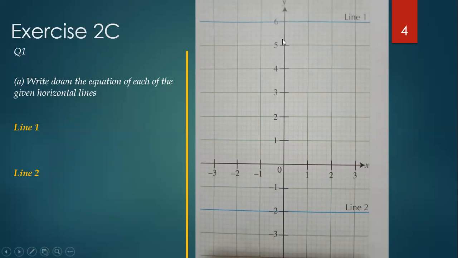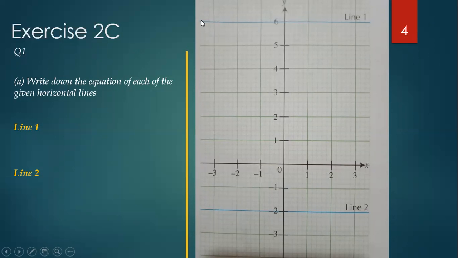And here we have a graph. This is the exact picture of the question which is in the reader. So we have the x-axis and y-axis, and on these two, we have two lines, line 1 and line 2. And we have to write an equation of these two horizontal lines.